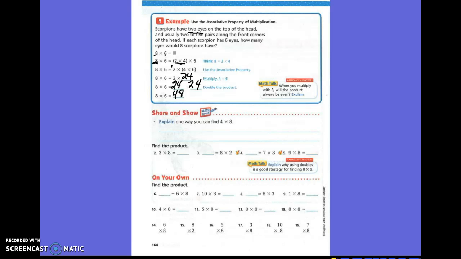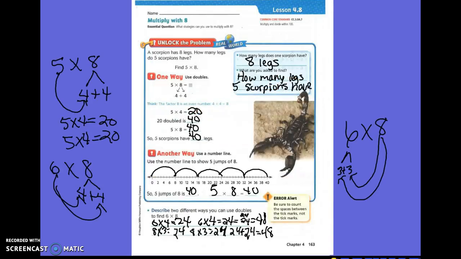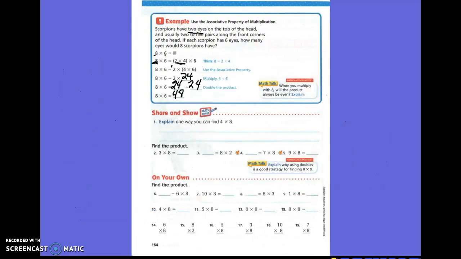Explain one way you can find 4 times 8. So do a number line, do the associative property, or doubles. What would you like to do to find 4 times 8? Break up the 4 into 2 and 2. Are we doing the associative property, or are we doing just doubling? The associative property, okay.